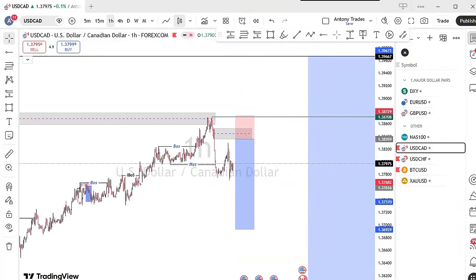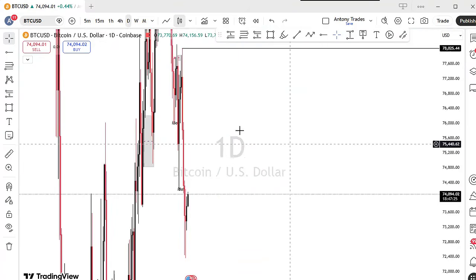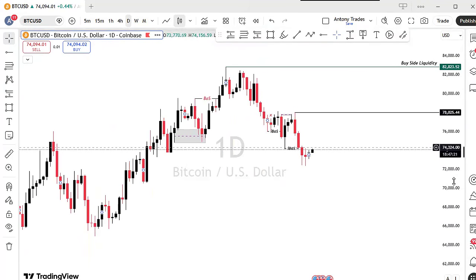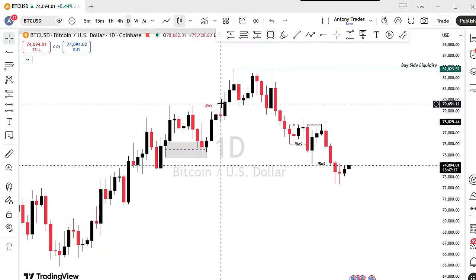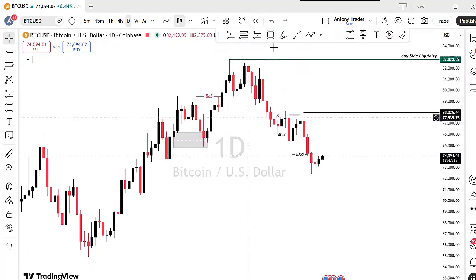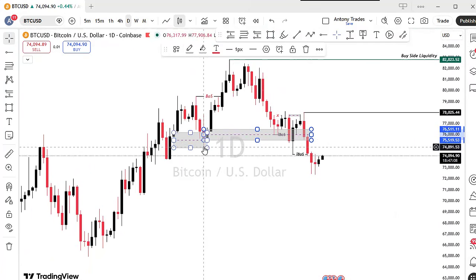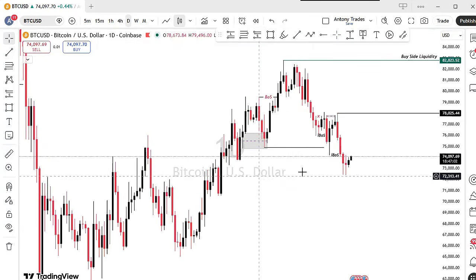Okay. Now, moving on to the next pair. Our next pair is going to be BTCUSD. I'm going to start from the daily time frame. So from the daily time frame, what do we see here? You can see very clearly that this was our last break of structure to the upside. Okay. So market failed to respect this order block. What did it do? It just came down and gave us a change of character.